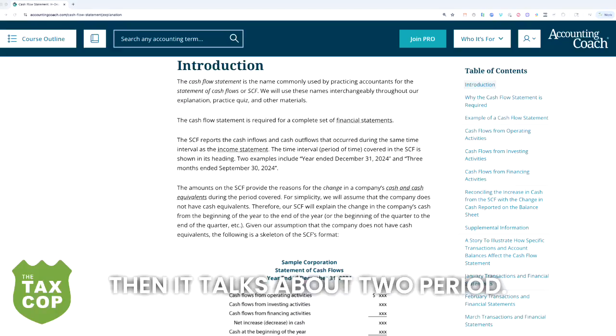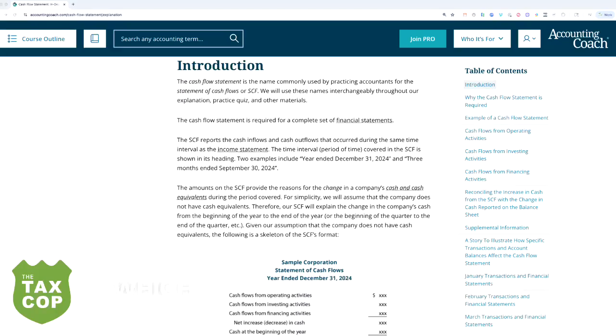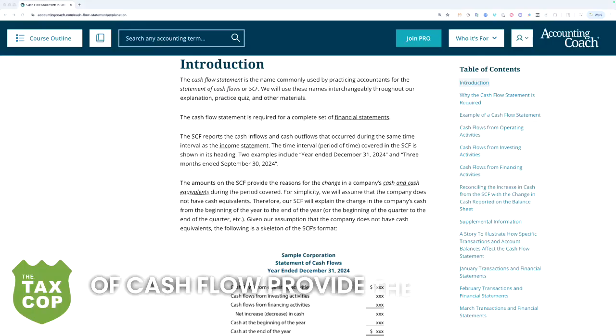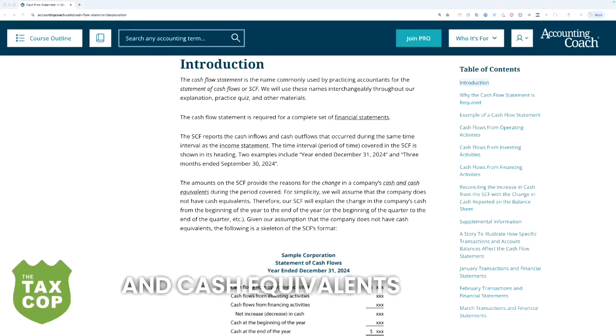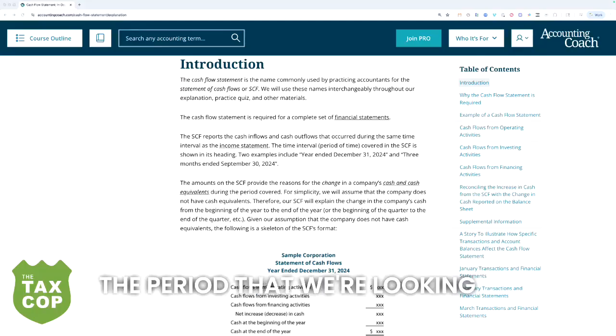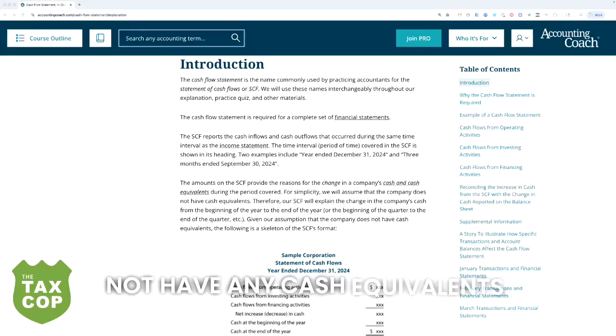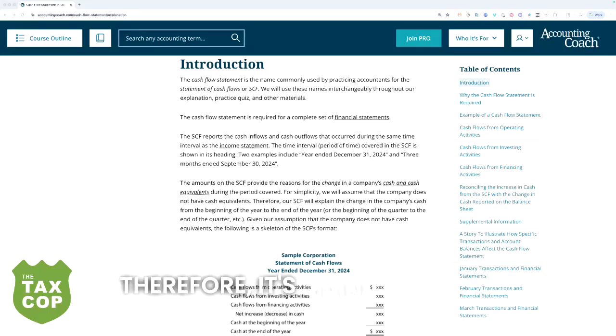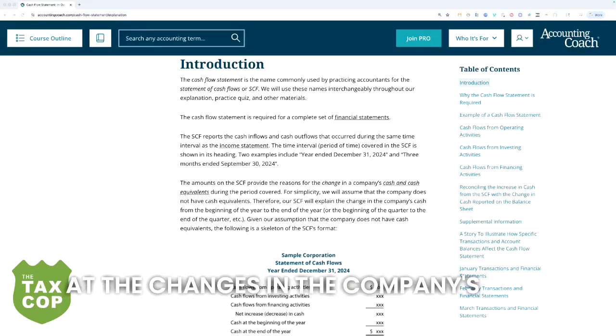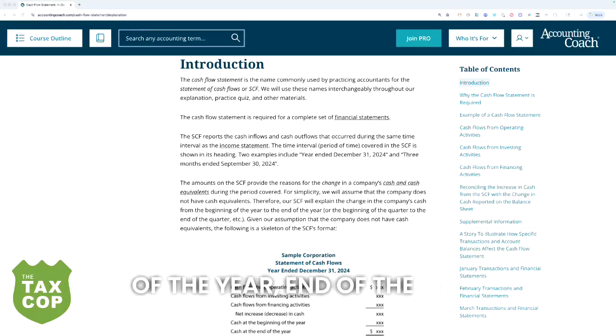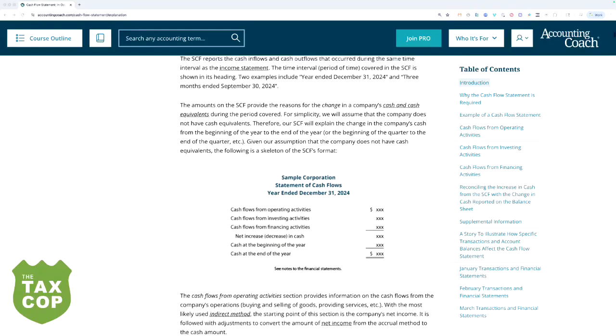Then it talks about the period, right? So two examples include year end, which is the annual, and three months ending September 30th. That's the Q3 cash flow statement, right? The statement of cash flows provides the reasons for the change in a company's cash and cash equivalents during the period that we're looking at. For simplicity, we're going to assume that the company does not have any cash equivalents. Therefore, it's mainly looking at the changes in the company's cash from the beginning of the year to the end of the year. All right, so now we're looking at this right here.